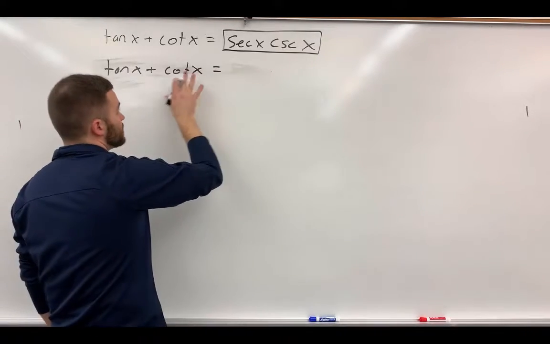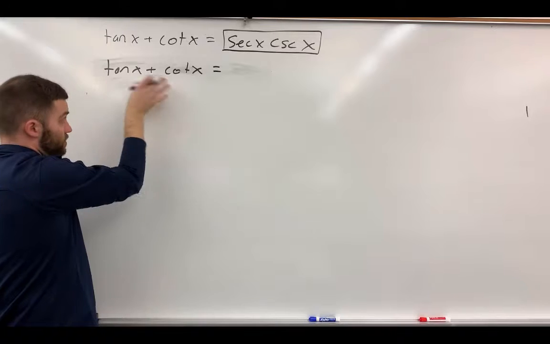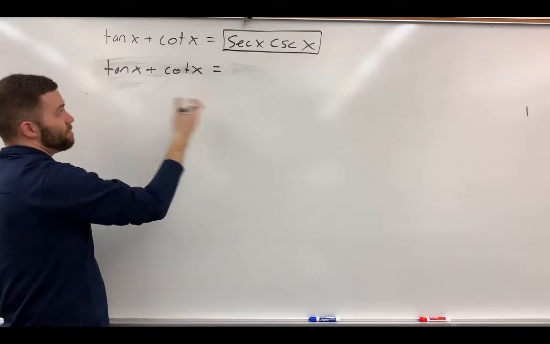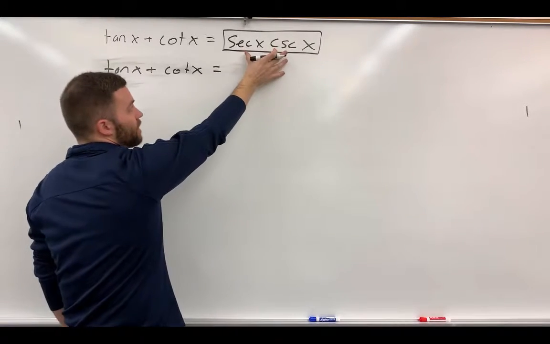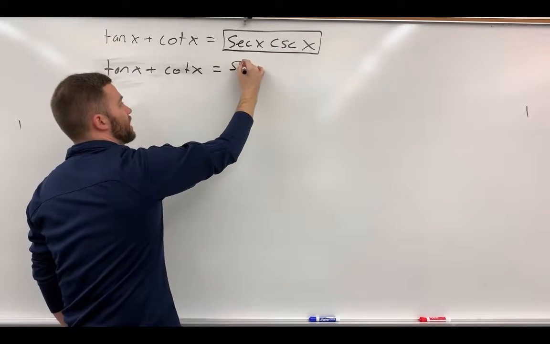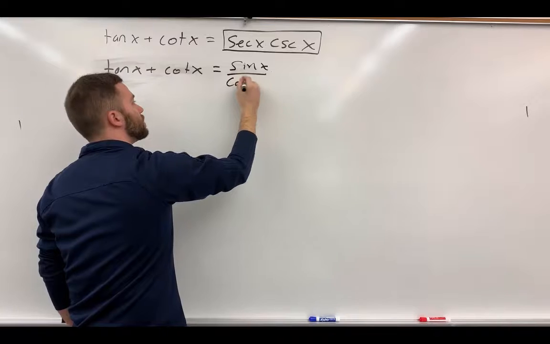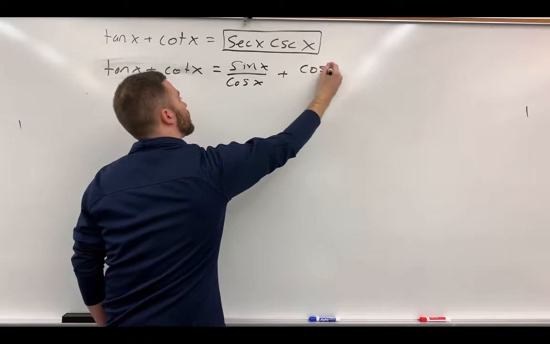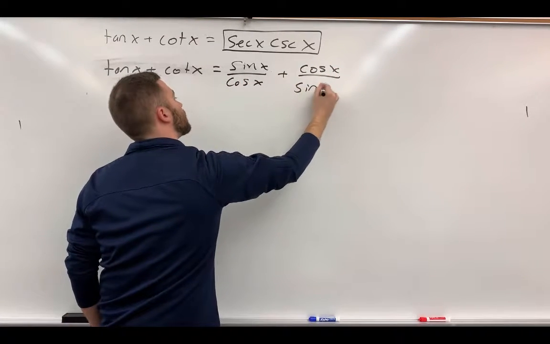So first, I'm going to change this to cosines and sines, hoping that I can combine these two things together, because ultimately I want one term. Now I have two terms. So I'll write this as sine of x over cosine x plus cosine x over sine x.